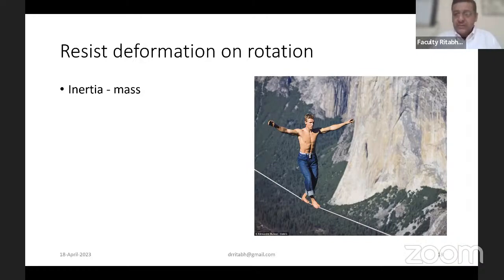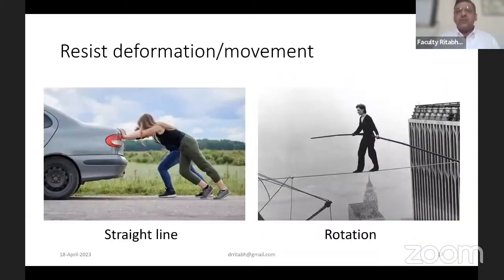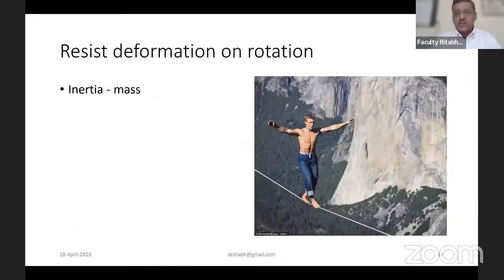So what does moving the hands away from the body do? It basically changes the distribution of the mass. So this is a concept to understand that it is not only mass but how it is distributed from the center that prevents deformation in rotation. So what has nature done with this concept?